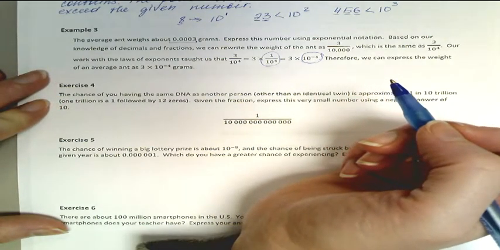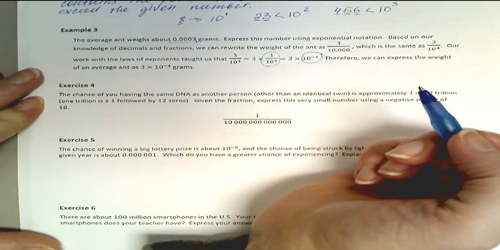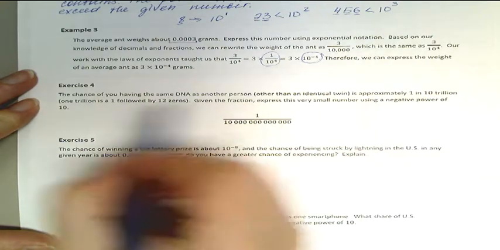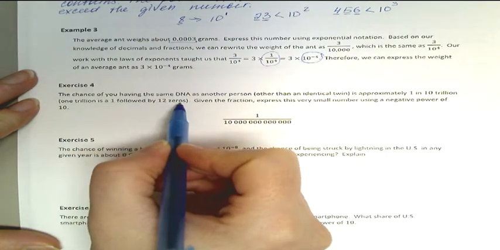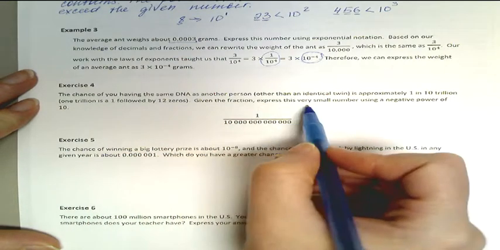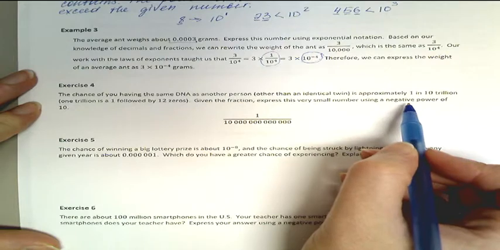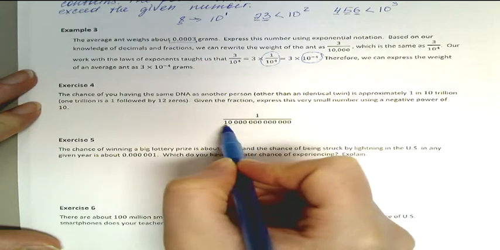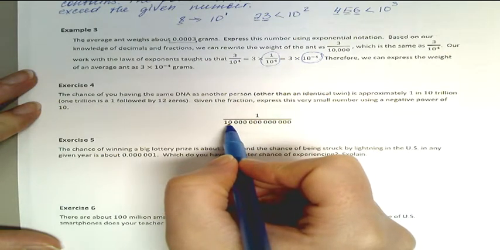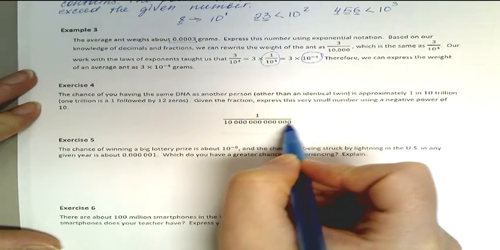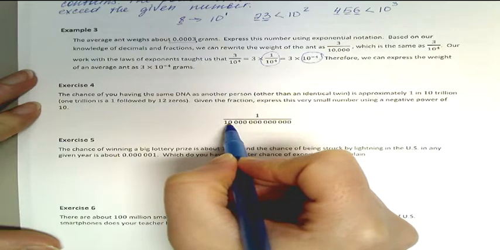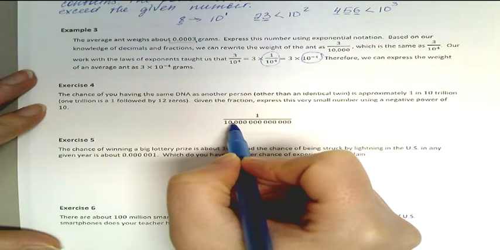The chance of you having the same DNA as another person other than an identical twin is approximately 1 in 10 trillion. 10 trillion is 1 followed by 12 zeros. Given the fraction, express this very small number using a negative power of 10. So we look at 1 over 10 trillion. How many zeros does it have? 3, 6, 9, 12, 13, right? 10 trillion, 13 digits.